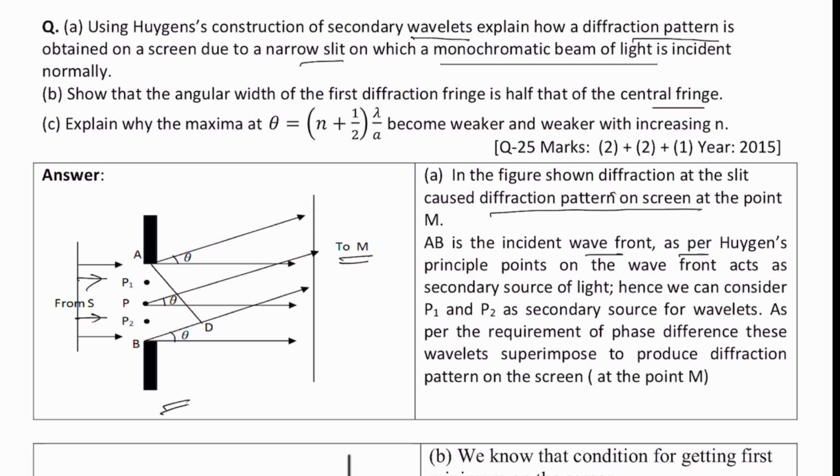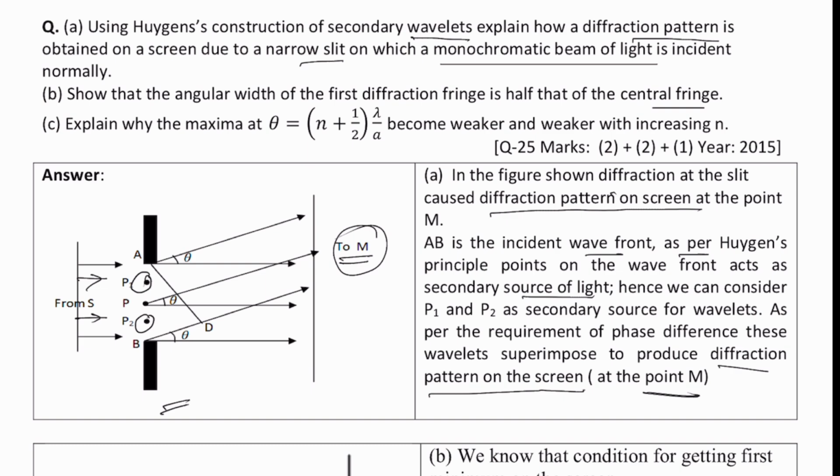As per Huygens principle, points on the wavefront act as secondary sources of light, and these sources are coherent in nature because they are coming from the same wavefront, by division of wavefront. Hence, we can consider P1 and P2 as secondary sources of wavelets because they are in the same wavefront. As per the requirements of phase difference, these wavelets superimpose to produce the diffraction pattern on the screen, that is, at the point M.